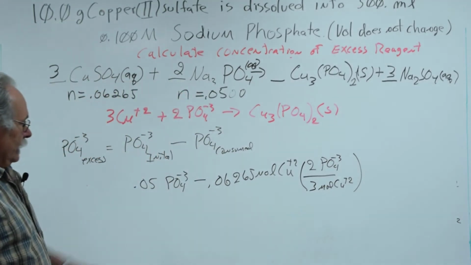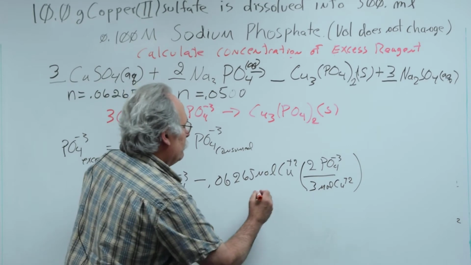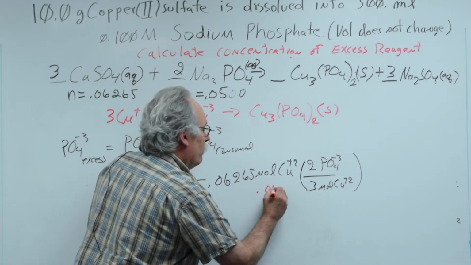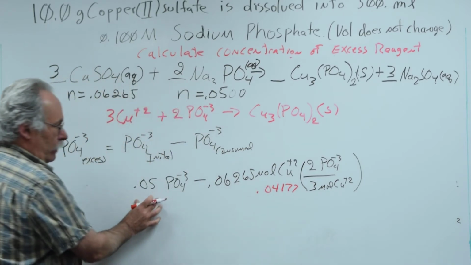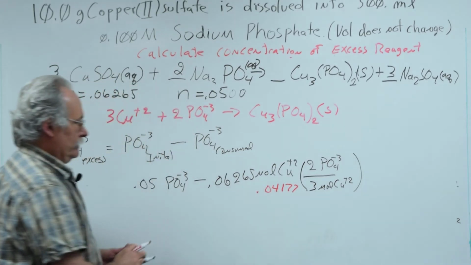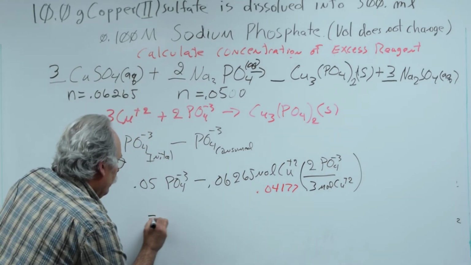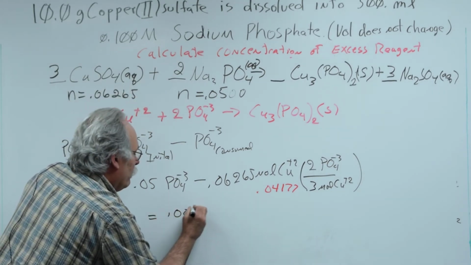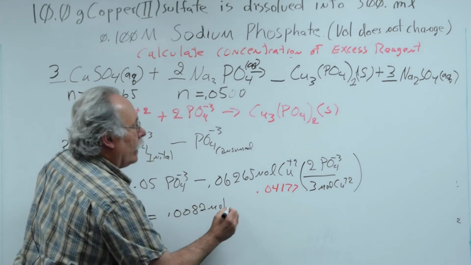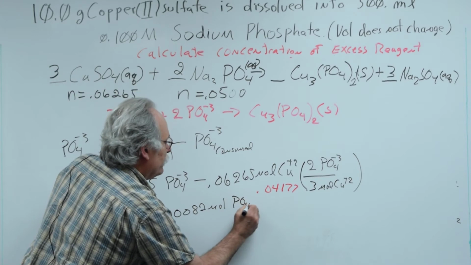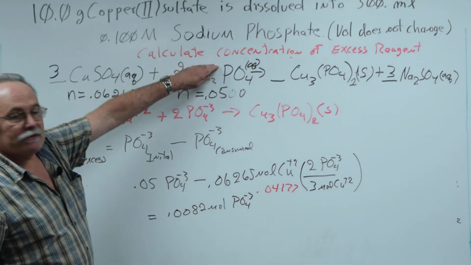Okay? Now this number here, if I go out and do my math, would be equal to 0.04177. And if I take 0.05 minus 0.04177, I come up with 0.0082 moles of phosphate left over. Now the question was, what was the concentration?